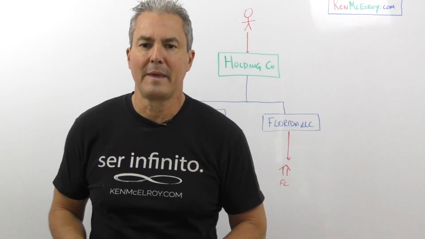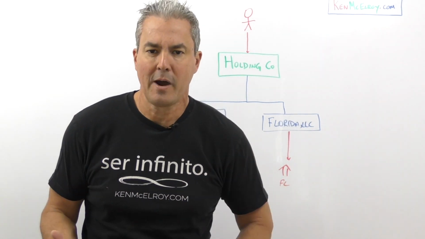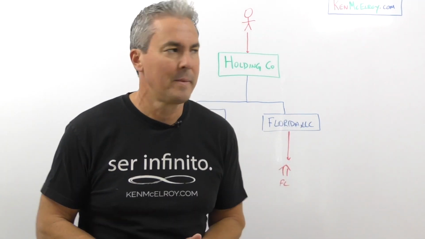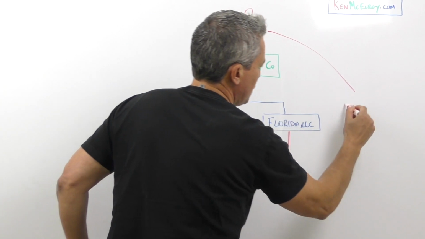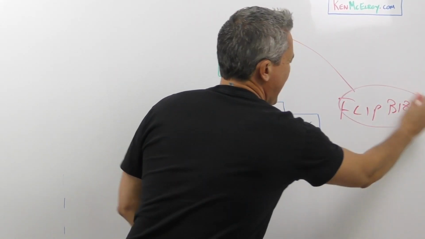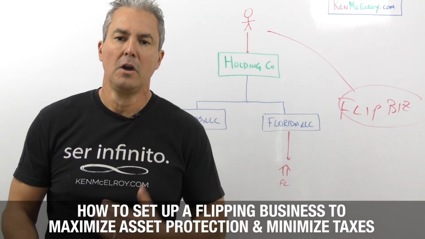But one of the comments from that video was, hey, Mauricio, what about us flippers? What if I'm in the business of flipping properties? How do I hold title to those properties? How do I hold title to my S Corp? In other words, if I'm doing a flip and have a flipping business, how do I set that up properly so I maximize not only the asset protection, but also the taxes?